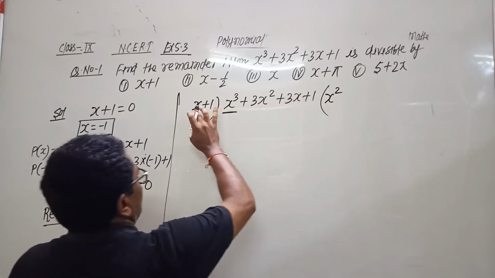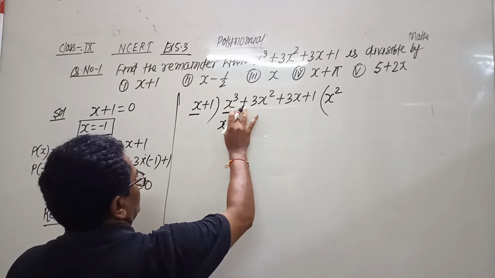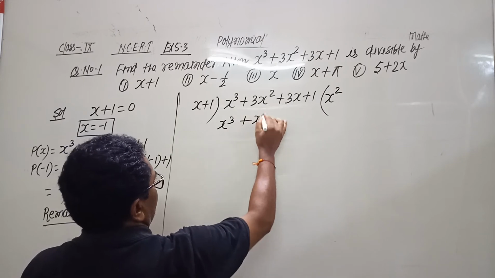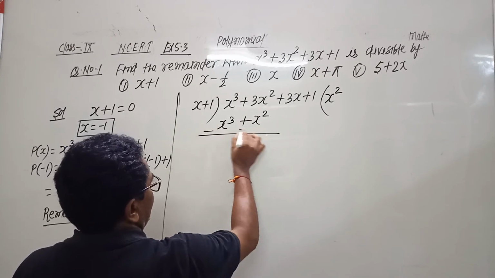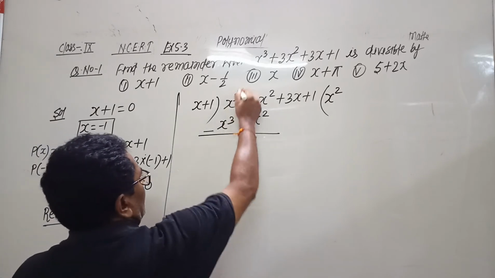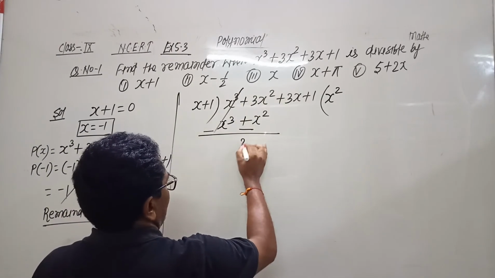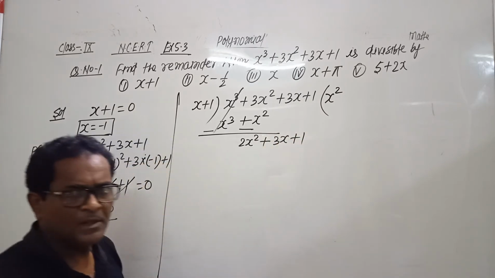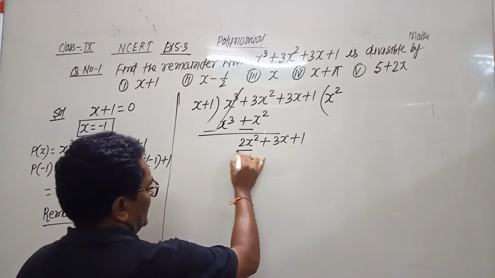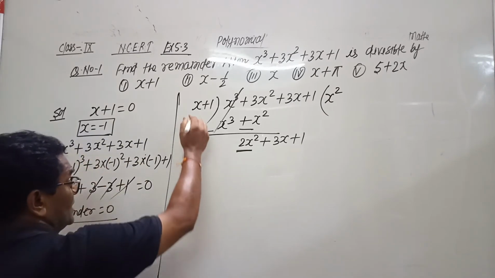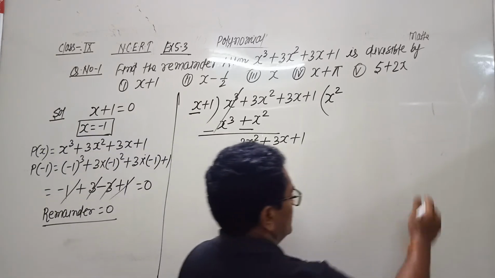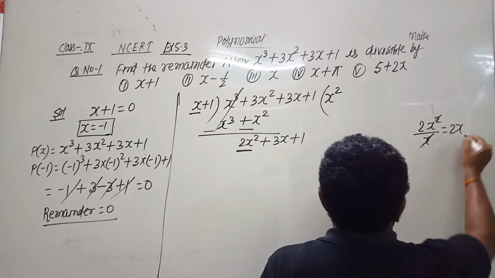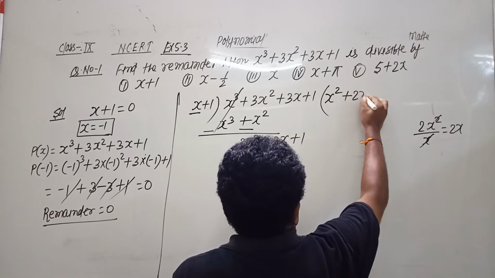So x square multiplied by x, we get x cube. And x square multiplied by 1, we get x square. Then change the sign. Plus minus gets cancelled. 3x square minus x square, 2x square, then plus 3x and then plus 1. Now the first term of the dividend is 2x square and the first term of the divisor is x. So divide 2x square by x. We get 2x. It means we have to write here 2x.